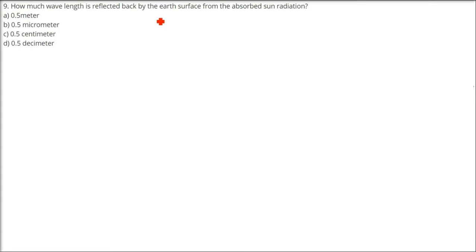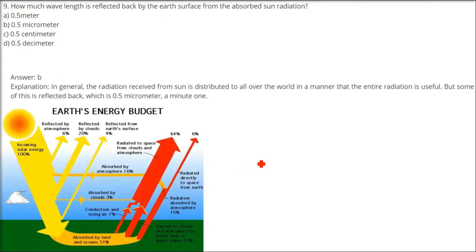How much wavelength is reflected back by the Earth's surface from the absorbed sun radiation? So this comes under the Earth's energy budget. So what is the incoming solar energy? How much is reflected? How much is reflected by the clouds, atmosphere, Earth's surface? All these ideas you can see here. Some land and oceans are also there. So they are absorbed by land and oceans, around 51% it is. Now when we talk about wavelength, the answer is B, 0.5 micrometer. This is the answer.